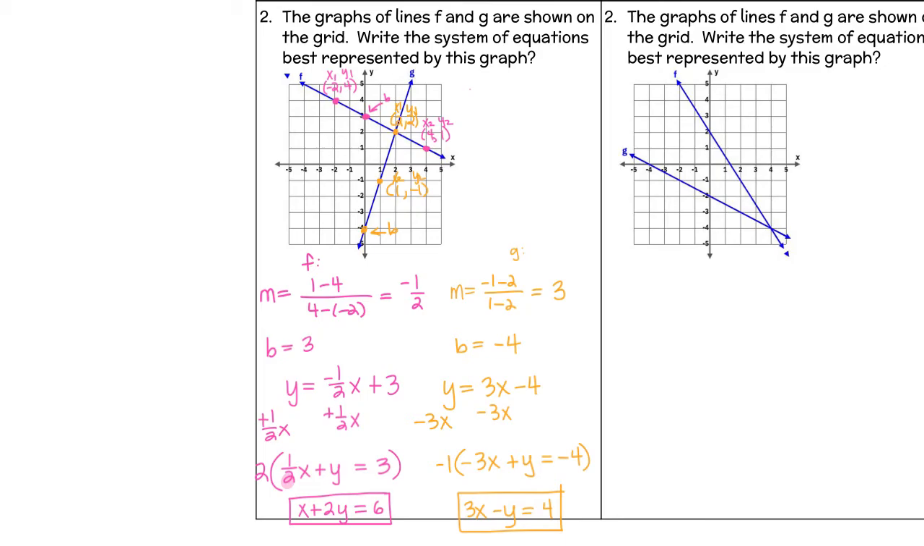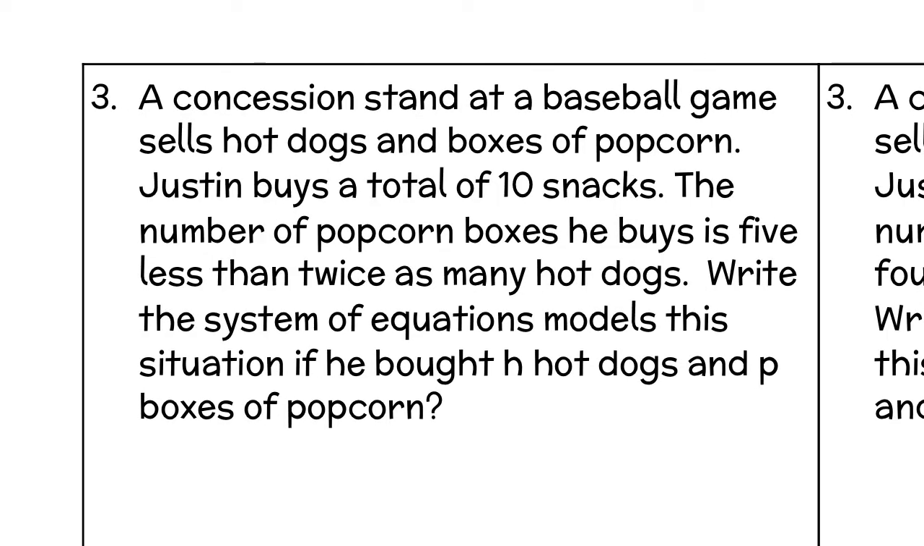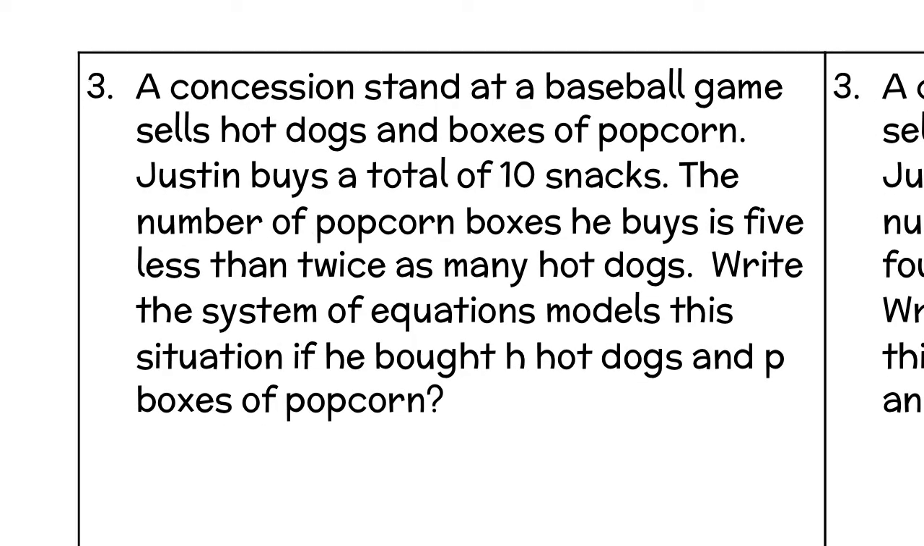Let's look at our next problem. Okay, so on this one, we're going to read it and highlight important information at the same time. Okay, so this one says, a concession stand at a baseball game sells hot dogs and boxes of popcorn. Justin buys a total of 10 snacks. The number of popcorn boxes he buys is 5 less than twice as many hot dogs. Write the system of equations that models this situation if he bought H hot dogs and P boxes of popcorn.